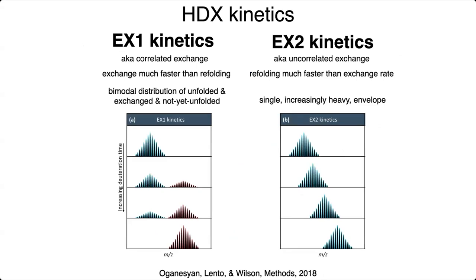Another FYI that you probably won't have to worry about, but if you want to actually dive into some HDX, you might see a couple of different types of kinetics. The two main ones are EX1 kinetics and EX2 kinetics. EX1 is also known as correlated exchange, and EX2 is also known as uncorrelated exchange. EX2 is the more common one. What EX2 means is basically that your refolding is happening much faster than the exchange.